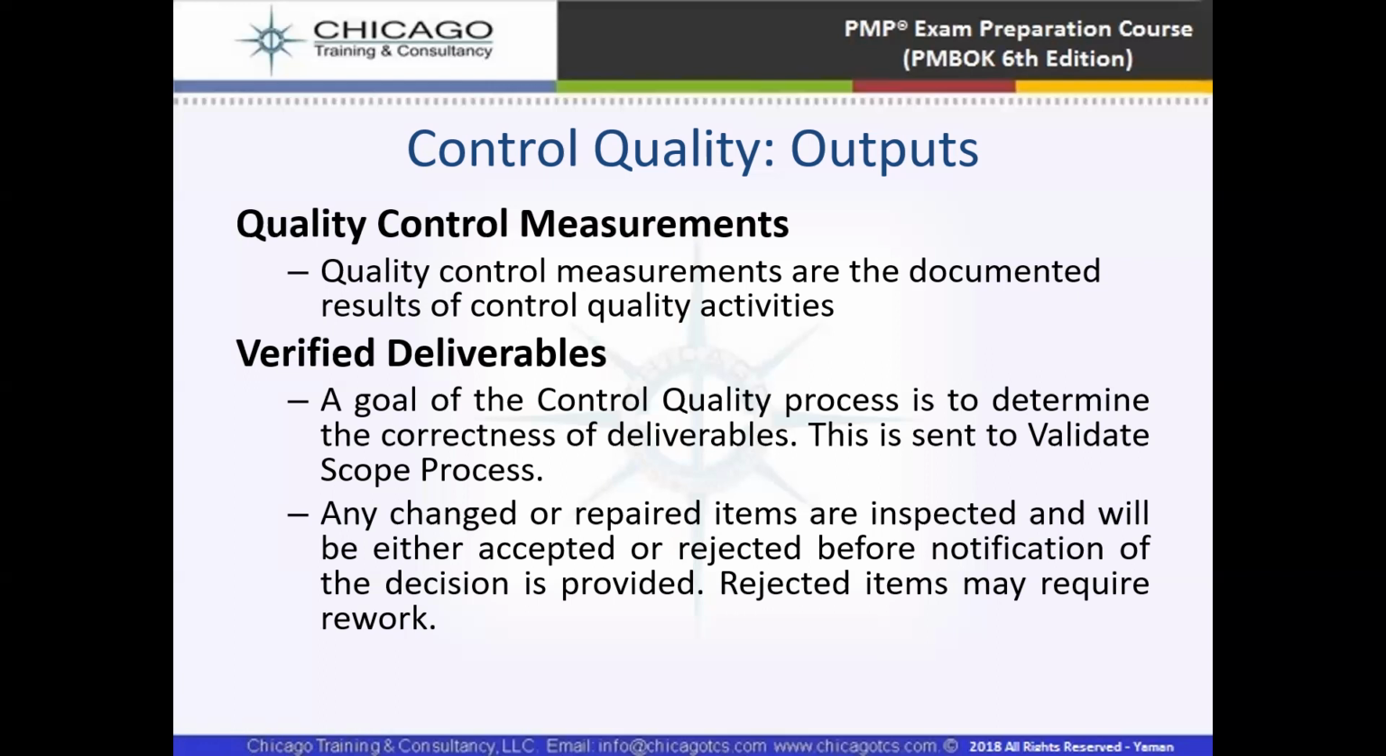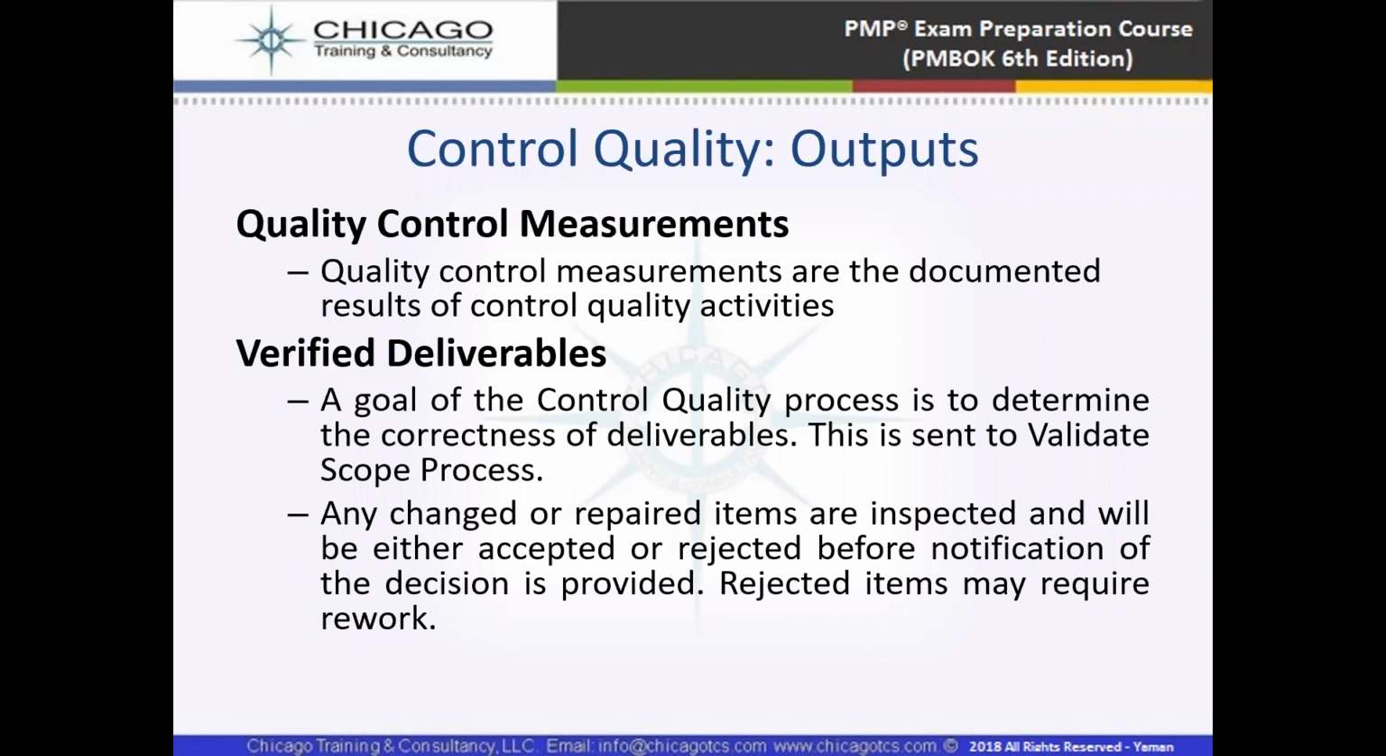A goal of the control quality process is to determine the correctness of deliverables. This is sent to the validate scope process. So basically, after control quality, our output will be verified deliverables. It means our deliverables are okay. Our deliverables are complying with the quality standard requirements of the project.